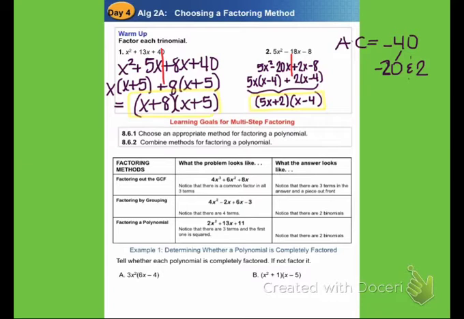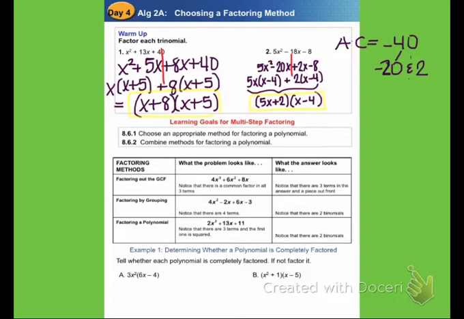So our learning goals, we have 2 of them. The first one is to choose an appropriate method for factoring a polynomial. And secondly, to combine methods for factoring a polynomial. Now notice that the learning goals are 8.6.1 and 8.6.2. Now the reason why they say 8 is it's not Chapter 8 of Algebra 2, it's actually Chapter 8 of Algebra 1.